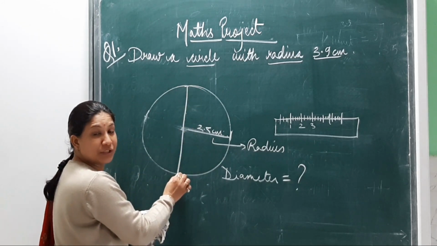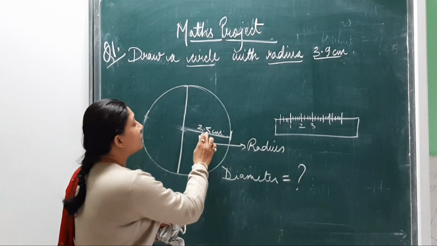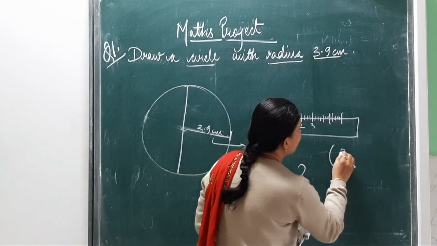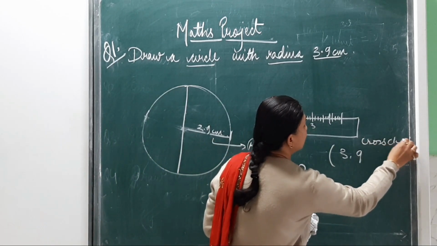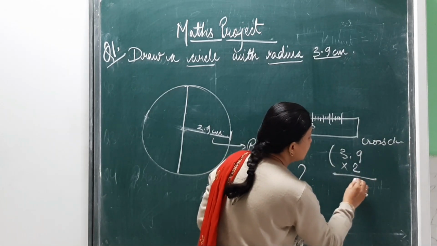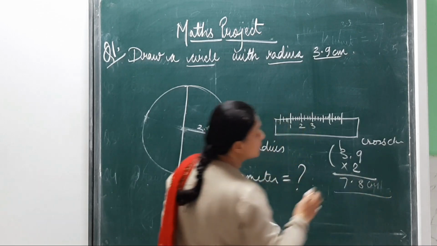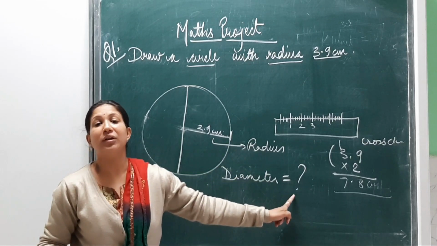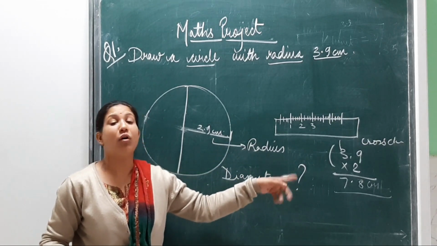With the scale you measure. And after measuring, you will check whether this is 3.9 times 2. This is your cross check. You will do the cross check on your own. 3.9 into 2: 2 nines are 18, carry 1, the 6 and 7. So you should get 7.8 centimeters. Are you getting 7.8? If not, you may get 1 centimeter less or more.